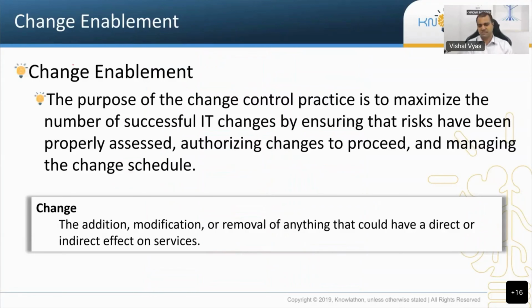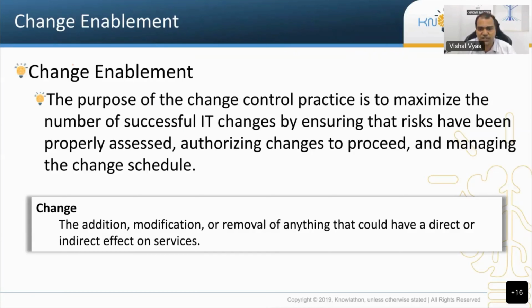Next practice, ITIL change enablement. Earlier in ITIL V3, we used to call it change management, but to differentiate this from organizational change management, this practice is now known as change enablement. The purpose of the change enablement practice is to maximize the number of successful IT changes by ensuring that risks have been properly assessed, authorizing the changes to proceed, and managing the change schedule.